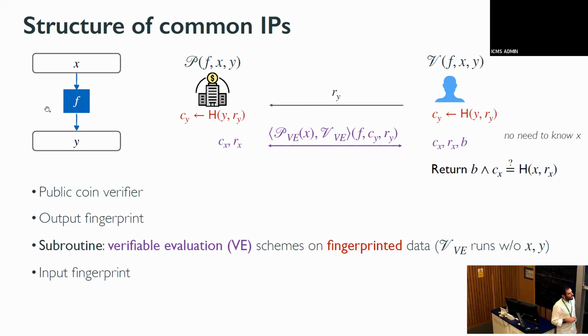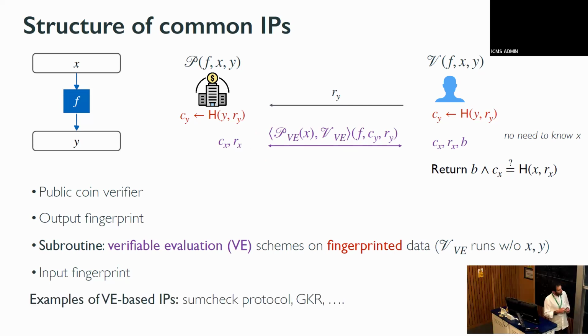Right. So essentially this structure is really there in many interactive proofs. And what is interesting about this is that this protocol here works without the verifier needing to know inputs and outputs. It only needs to know these succinct fingerprints. And examples of this structure are the sum-check protocol, as I'm going to show, and the GKR protocol as well, and other protocols that exist in the literature.